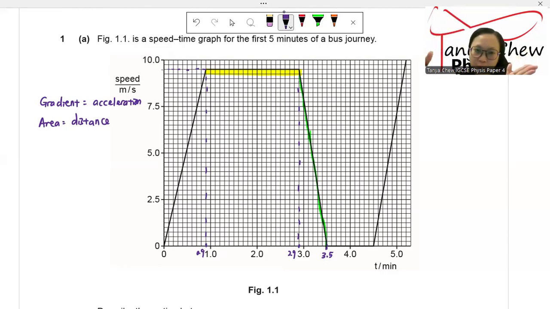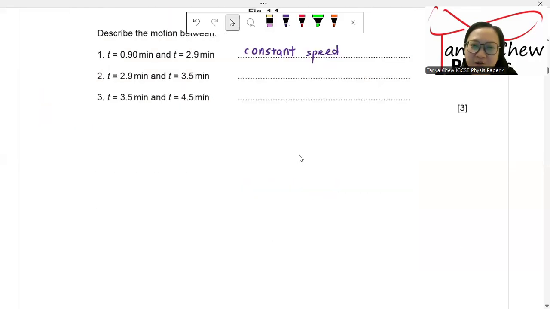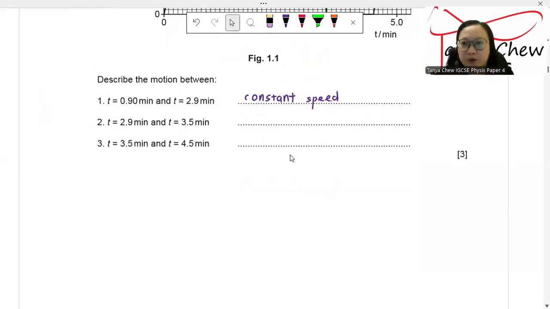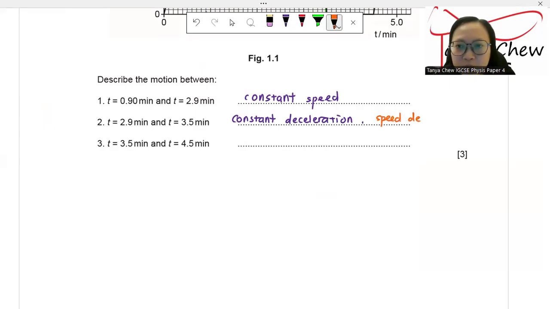This is a straight line graph and it is slanting downwards. You will have a negative gradient. Negative gradient represents the speed that is decreasing constantly. So when the speed is decreasing constantly, the gradient of the graph represents acceleration. Therefore, the acceleration is constant, a constant deceleration. So I would say, okay, constant deceleration. If you don't like the word constant deceleration, you could always replace it with speed decreases constantly or uniformly, right? Not a problem.